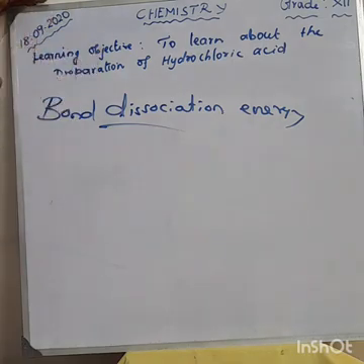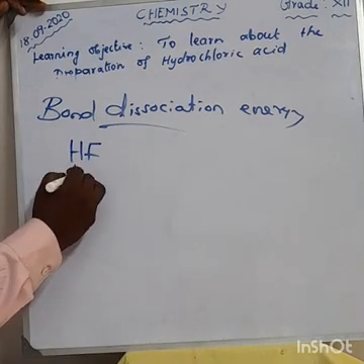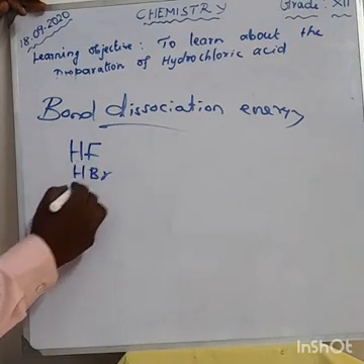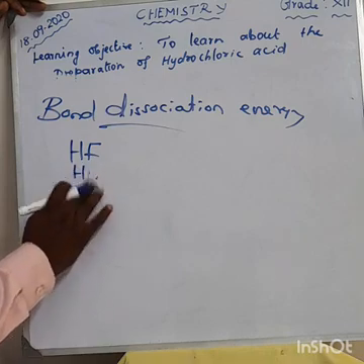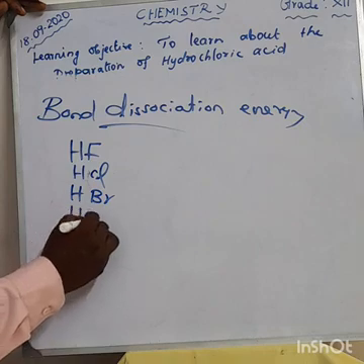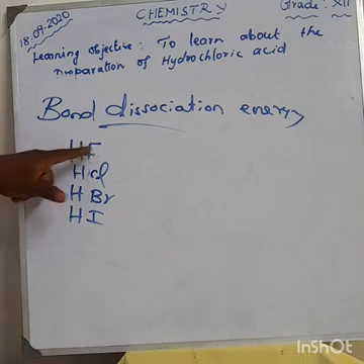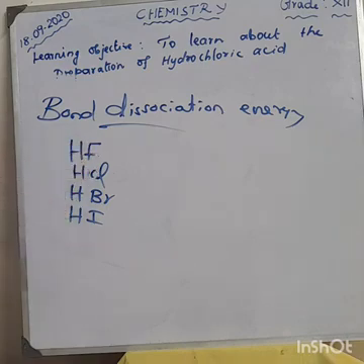For example, hydrogen fluoride, hydrogen chloride, hydrogen bromide, hydrogen iodide: HF, HCl, HBr, HI. These are hydrogen with the respective halogens. Hydrogen combines to fluorine, that is the first one. Hydrogen combines to chlorine, the second one. Hydrogen combines to bromine, the third one. Hydrogen combines to iodine, the fourth one.